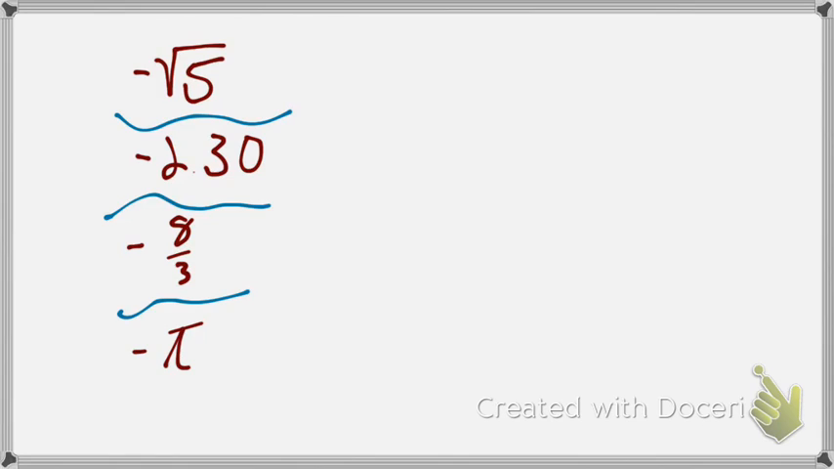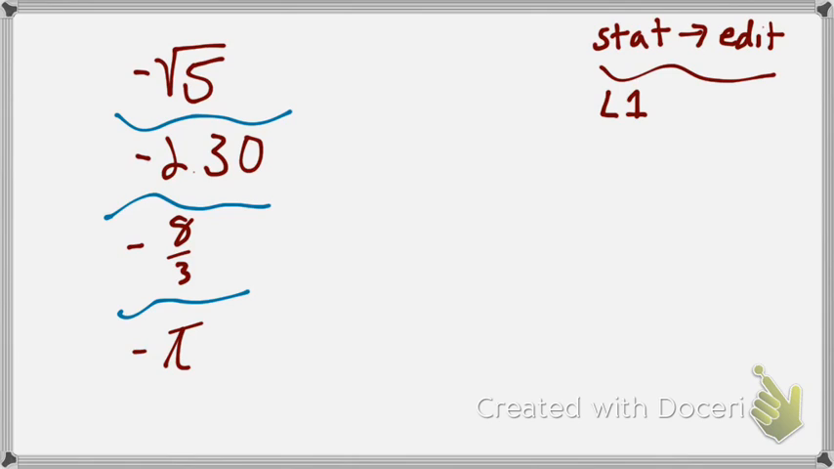All right, so what we need to do is make sure our calculator knows these 4 different numbers. So what we're going to do is we're going to click the Stat button. Okay, so Stat. And then we're going to say Edit. All right, under L1, we're going to type all these numbers.